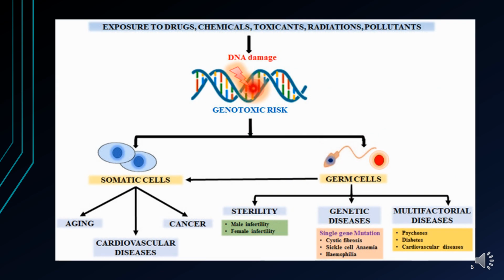Here, DNA damage leads to genotoxic risk. If the DNA damage occurs in a somatic cell, it leads to pathological conditions like aging, cardiovascular diseases, and cancer. But if the genetic toxicity or DNA damage occurs in a germ cell, it leads to sterility problems in males and females. There are also chances of genetic diseases from single gene mutation, such as cystic fibrosis, sickle cell anemia, and hemophilia. Then there are chances of multifactorial diseases like psychosis, diabetes, and cardiovascular diseases.